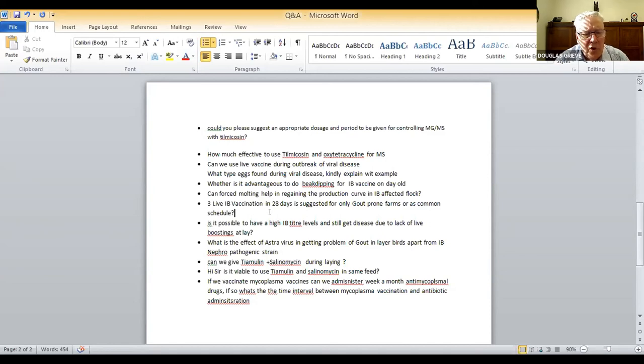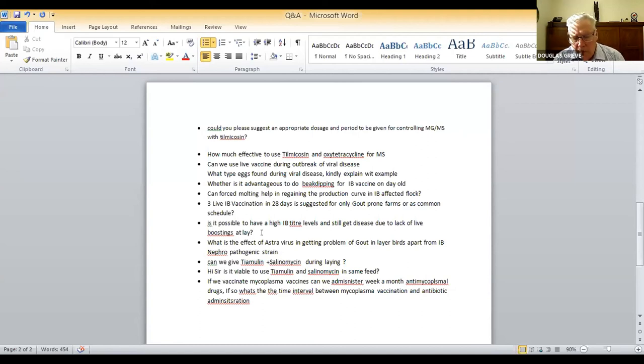Three live IB vaccinations within 28 days: is that suggested for only gout prone farms or as a common schedule? It is a common schedule, because you never know when today is the day that your farm is going to become a gout prone farm. We don't know what's circulating and what somebody else may have brought in. What may have never been a problem yesterday is now a problem you'll live with on your farm for the rest of your life. So these bronchitis vaccination schedules are about prevention and decreasing that risk. If you have a gout-prone farm, you need to be doing this now. If you don't, you need to be doing this now to make sure you don't become a gout-prone farm. Yeah, agreed.